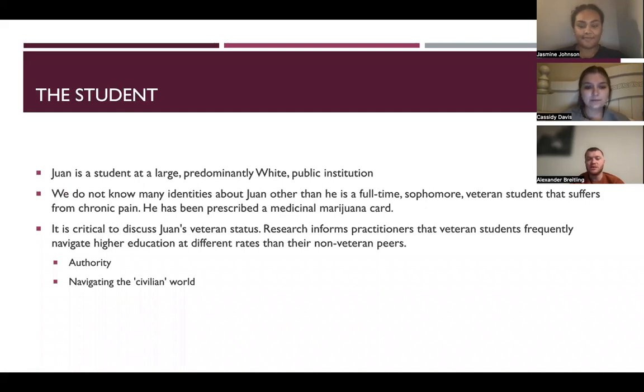State University is a large, predominantly white public institution. We don't know much about Juan in terms of his identities. Thus, we can only go off of what was explicitly stated for us, so as to avoid assumptions. So we know that Juan is a full-time sophomore at State University, and he's also a veteran student that suffers from chronic pain. We could presume that Juan could be classified with a disability, but since it wasn't explicitly stated, we didn't provide too much context on that. But we did mainly focus on his role as a veteran student. We also know that he's been prescribed a medicinal marijuana card to treat his chronic pain.